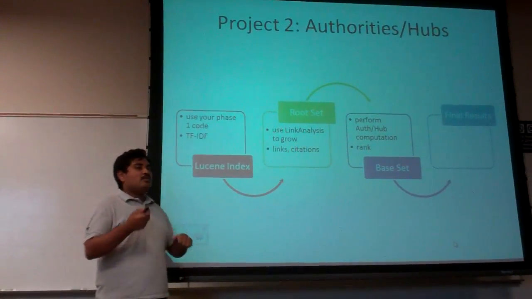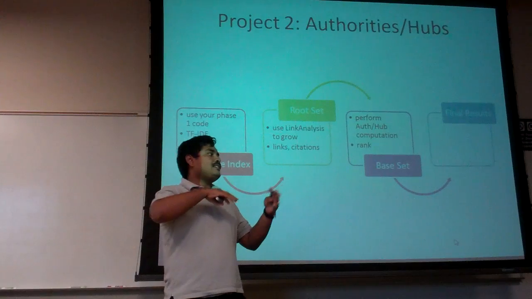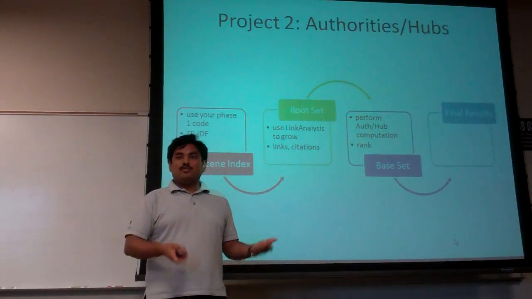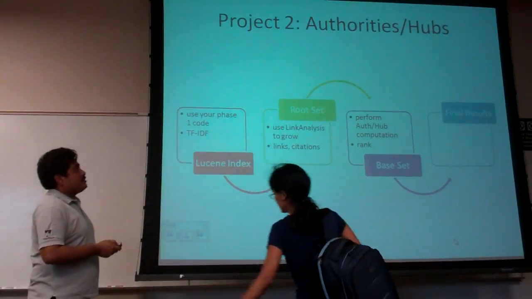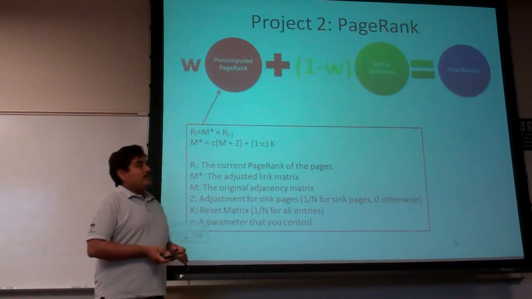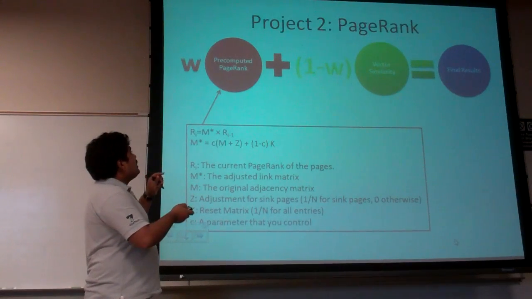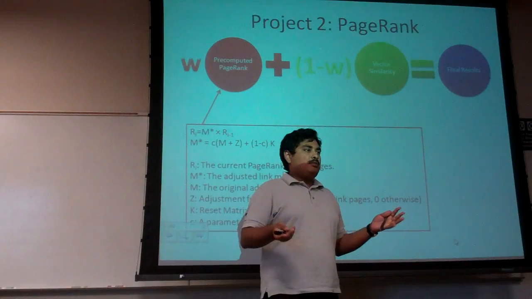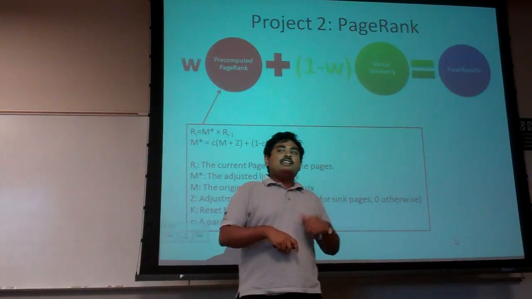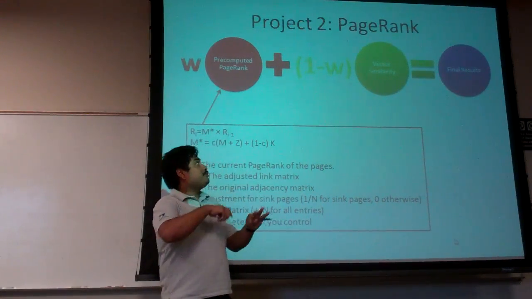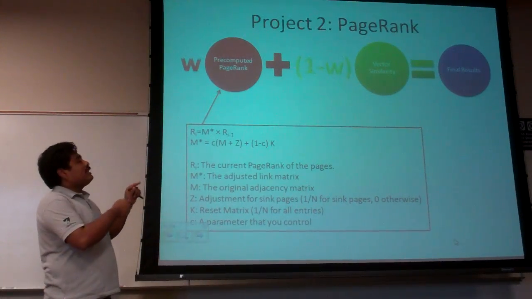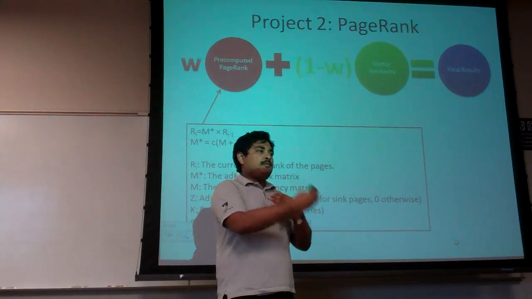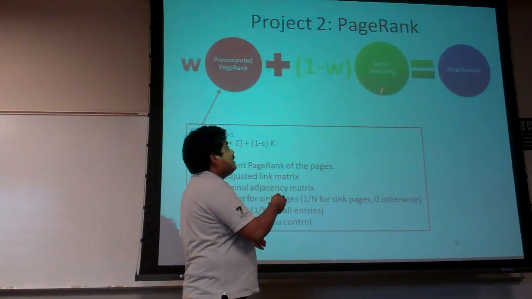So you should already know how to do this iteration process. You find the adjacency matrix, and then you say A transpose A, and then you iterate over it. That should give you authorities and hubs. For PageRank, what you will do is the following. You pre-compute a PageRank value for every page, because computing PageRank is a very time-consuming task, so you should pre-compute it. And then you take W times the PageRank value plus 1 minus W times the similarity score that you found in phase 1.